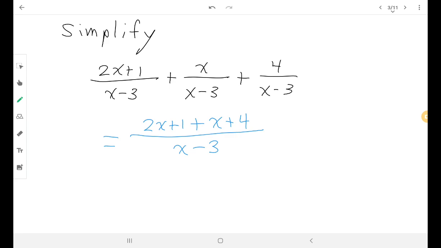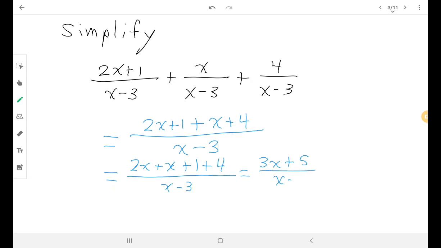So what does that allow us to do? Well, that allows us to put together the x's, and because it's all addition up here, I can add in whatever order I want. I can put whatever I want next to each other. So let me do 2x plus x, organize my x's together, and then organize my constants, my numbers without variables, together. And then I can put this together. 2x plus x is 3x. And 1 plus 4 is 5 over x minus 3.